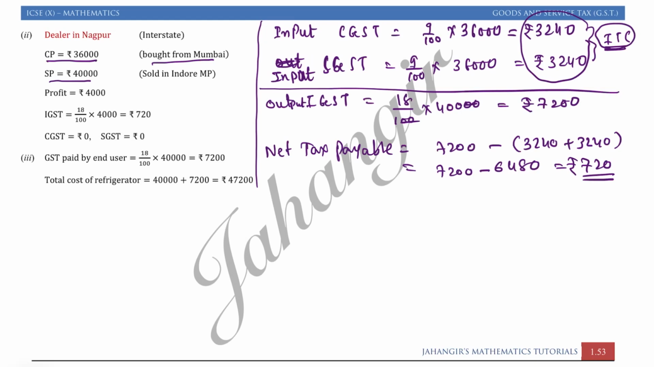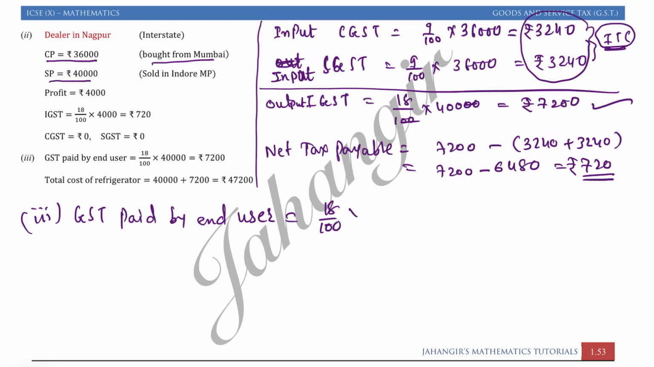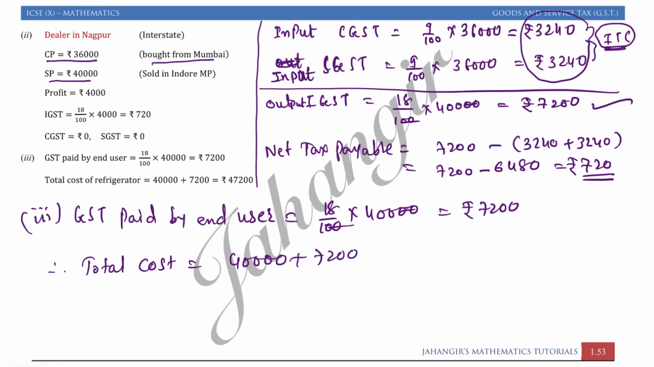Now, lastly we have to find the amount paid by the end user, the total cost of the refrigerator. So in the third part we will find the GST paid by the end user. That is the same part, 18% of 40,000, that is rupees 7200. So therefore the total cost of the refrigerator inclusive of tax is 40,000 plus 7,200, that is 47,200 rupees.